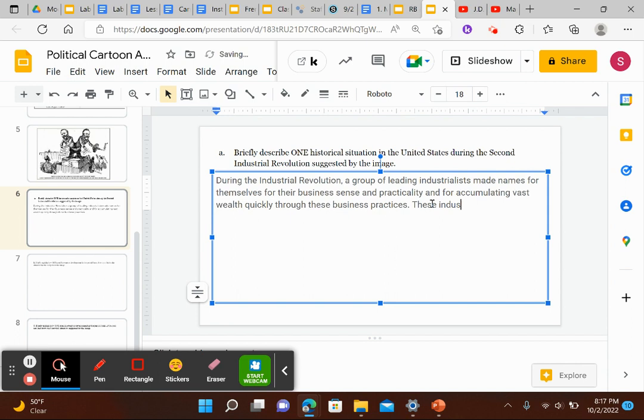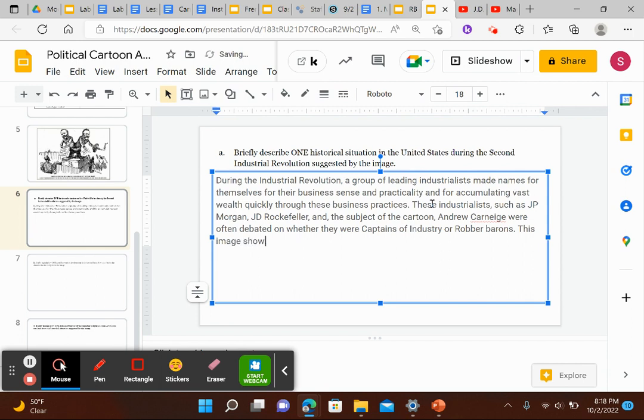These industrialists, such as J.P. Morgan, J.D. Rockefeller, and the subject of the cartoon, Andrew Carnegie, were often debated on whether they were captains of industry or robber barons.